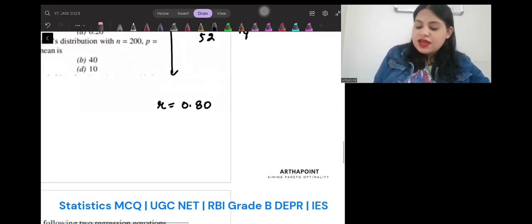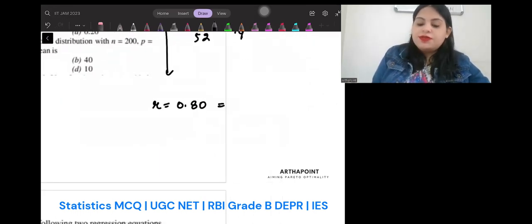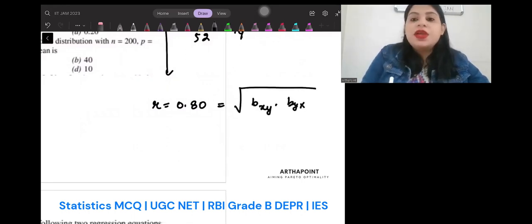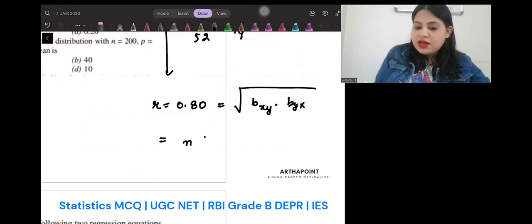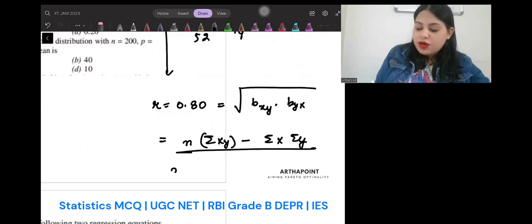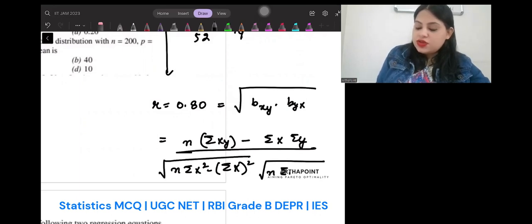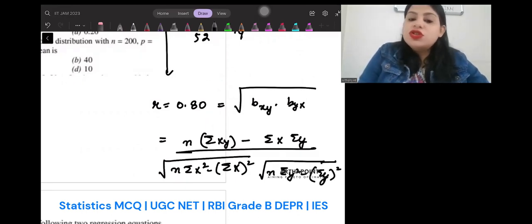So this can be written as bxy into byx under root, if we talk in terms of regression. So this is the coefficient, and there is one more formula. So you can have n summation xy minus summation x summation y upon under root of n summation x square minus summation x whole square into n summation y square minus summation y whole square. This is the coefficient of correlation, right? Now the question is, is it affected by scale or not?